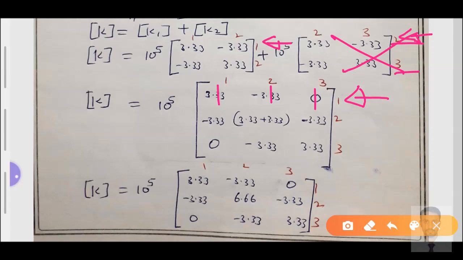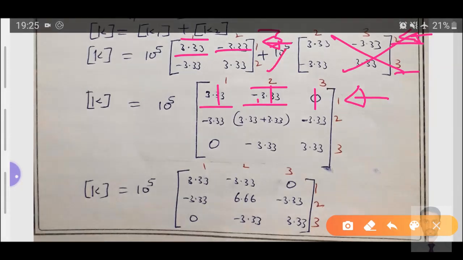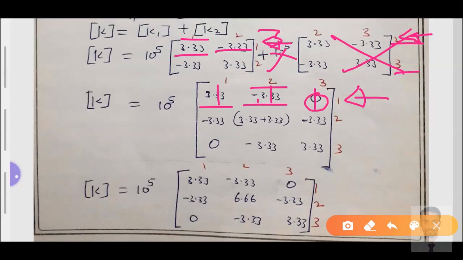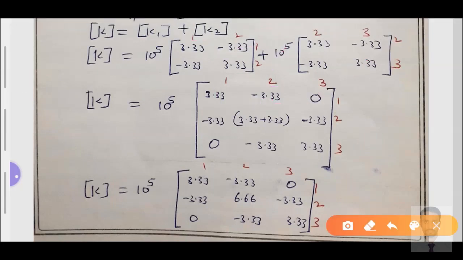So the first row first column is 3.33. The first row second column is −3.33. The first row third column we don't have, so it is 0. Similarly, next we go to the second row: second row first column, second row second column, second row third column. The second row is available in the first matrix as well as the second matrix. For the second row first column we have −3.33 as written.